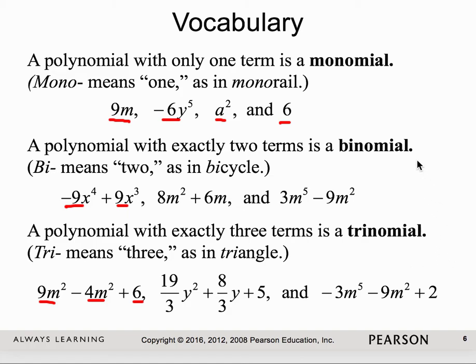Okay, so I need to know monomial, binomial, trinomial. They're all polynomials, but these have more specific names also.